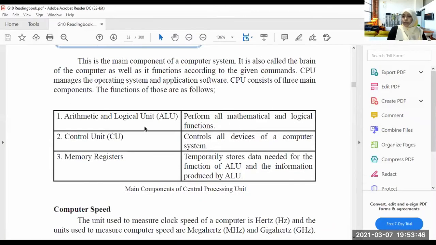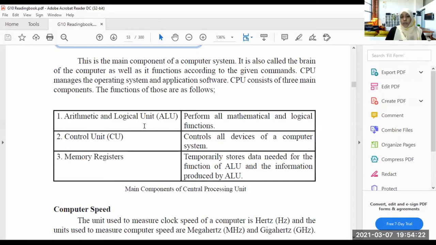So the arithmetic and logical unit, as I told you last time, performs all the mathematical and logical functions like adding numbers, multiplying numbers, dividing numbers, subtracting numbers, all these basic mathematical operations, and comparing numbers, which are the logical operations. The control unit controls all the devices of the computer system, like the input devices, output devices, memory, storage, and all these things are controlled by the CU, the control unit.